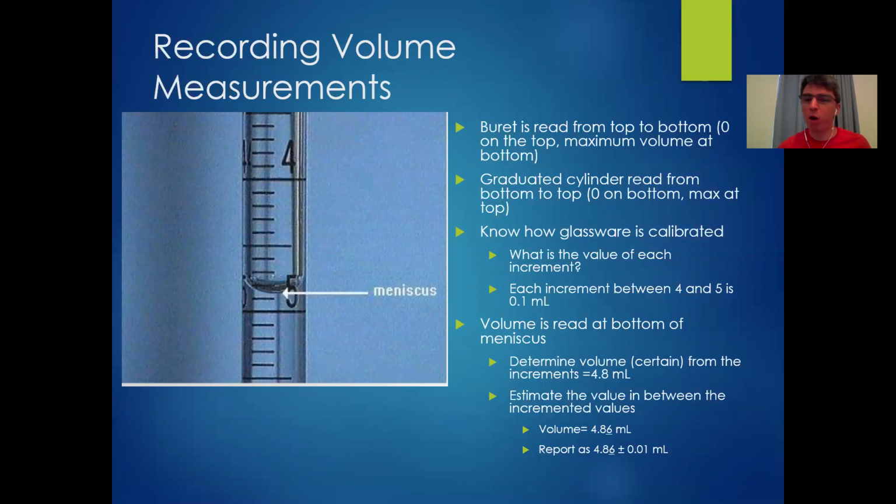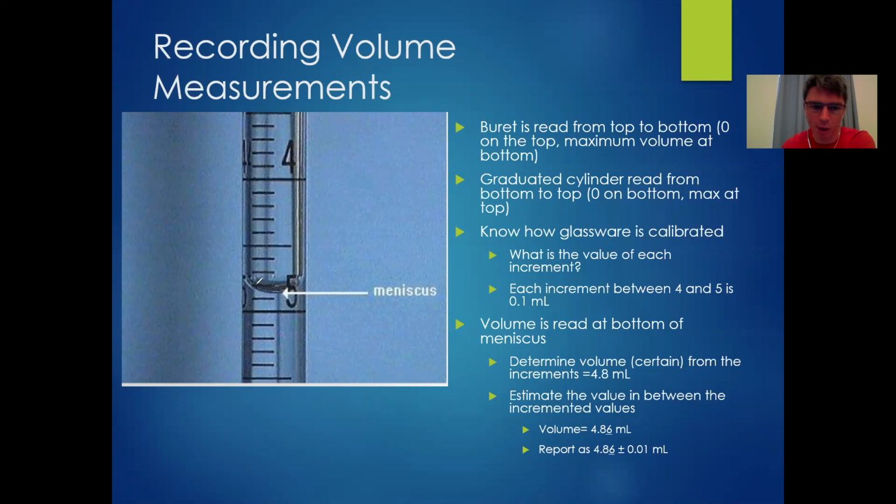The next thing to do is figure out where we're measuring from. So our meniscus is down there, kind of where that 5 is, and that's the point we're going to be looking at. Now let's see if I can draw on here. We need to figure out what each of these increment values are. So we see the 4 and the 5 that are nicely numbered for us, but then there's 10 marks between 4 and 5. So that means each of those is 0.1 milliliters. So we have 4, 4.1, 4.2, 4.3, 4.4, 4.5, and so on.